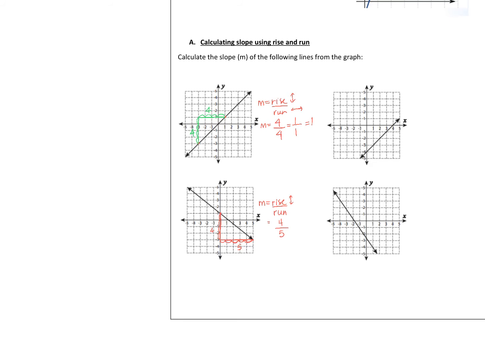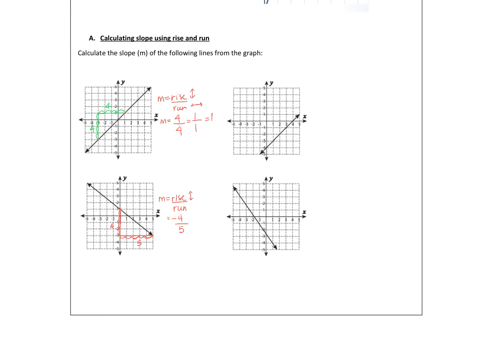So what we technically say then is that the rise was a negative 4 because we went down. And this then has a negative slope. So lines can have a positive slope or a negative slope, depending on which direction they are moving. Let's take a look at another one.